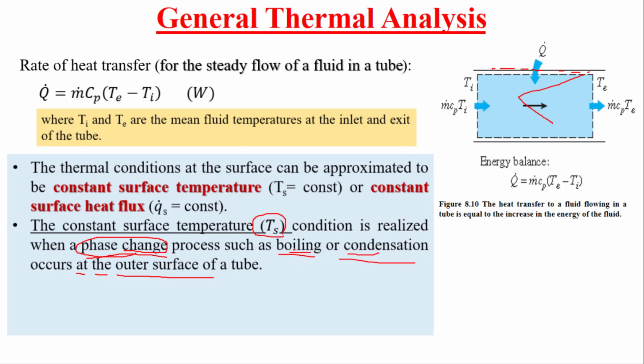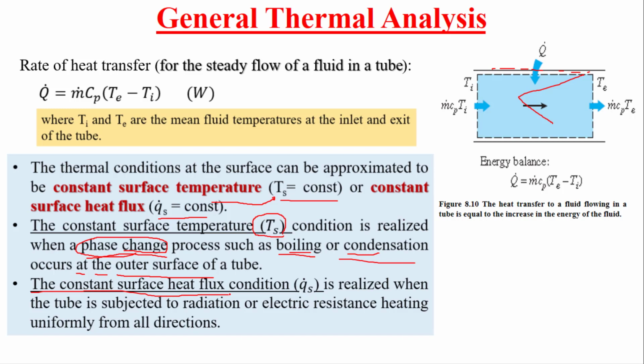And if Ts is equal to constant, that does not mean Q dot s is equal to constant. So if Ts is constant, it means Q dot s is increasing. And if Q dot s is constant, that means Ts is increasing. So if one happens, that does not mean the other will occur.